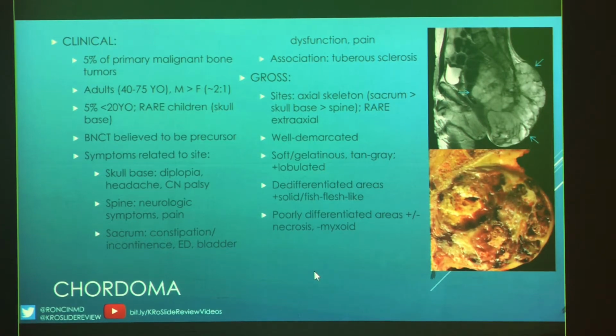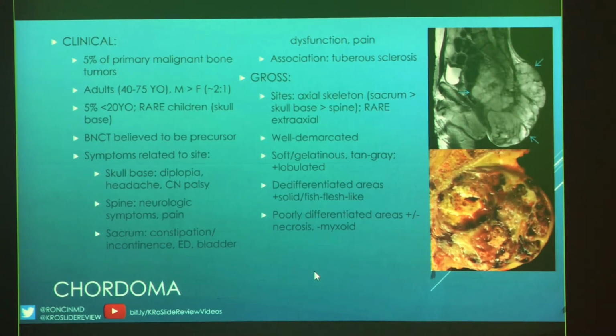Grossly, so again, they're going to affect the axial skeleton. It's very rare for them not to be in the axial skeleton. So if you're seeing something that's in the long bones of the extremities, you might want to think again about whether or not it's really chordoma.